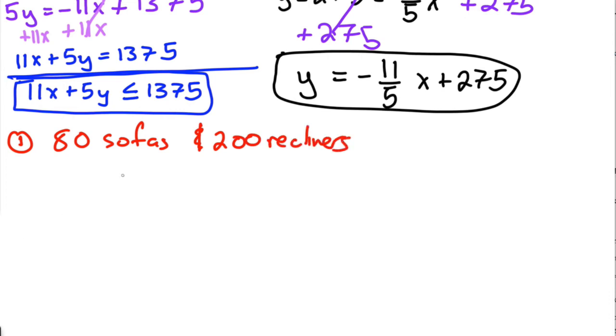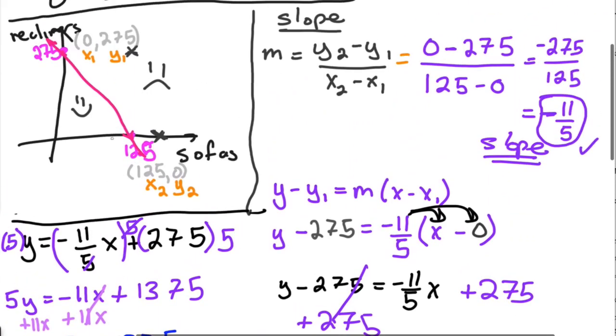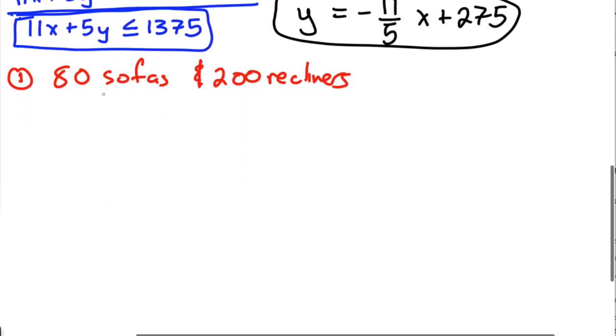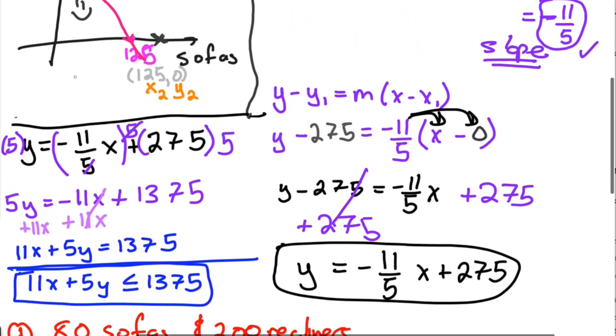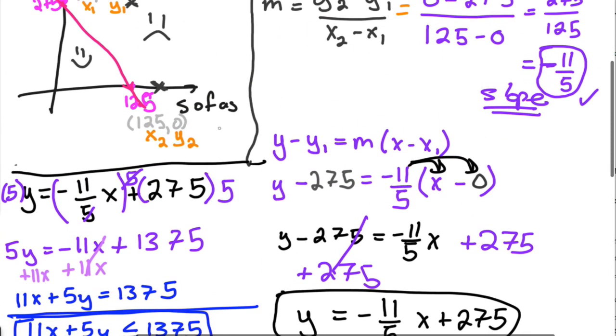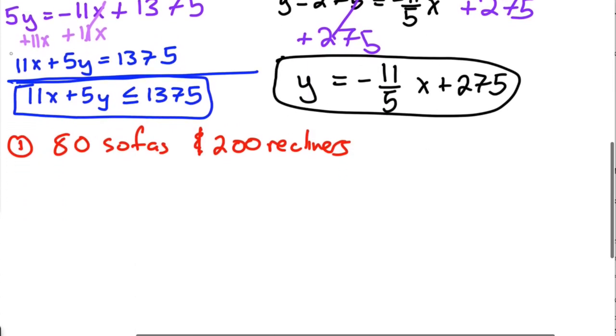Now, if I go back to my picture here, 80 sofas, 200 recliners. Where is that? Well, 80 is about here, 200. So you see, we're pretty close. Visually, it's kind of hard to tell. So we're going to use this inequality here. And so let's make sure that we remember, if we go back to our picture, X represents sofas, right? And then Y represents recliners. So we need to make sure we're plugging it into the right spot.